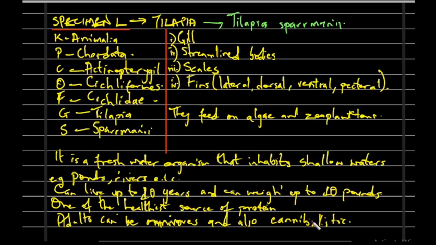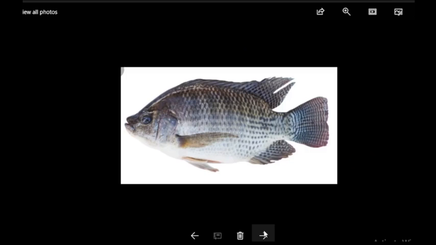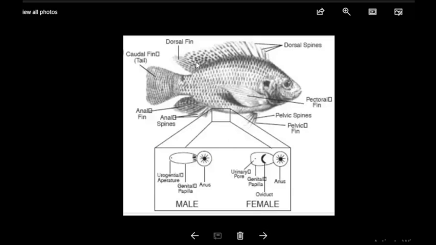And sometimes they can become cannibalistic, particularly when there is no food for them to rely on in that environment. So this is what the tilapia fish looks like. We can see it has a streamlined body. This is another example of the tilapia. This is the labeled diagram of the tilapia fish.